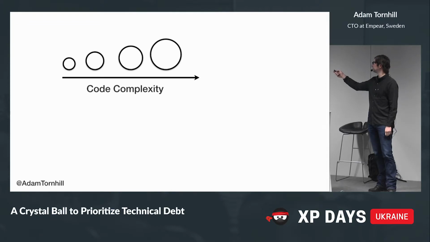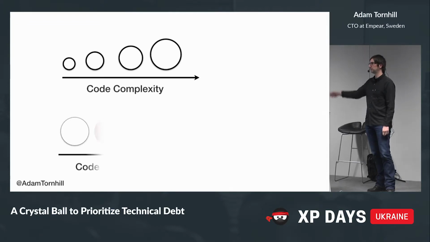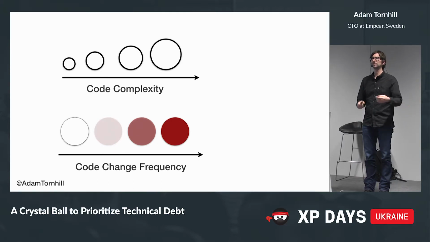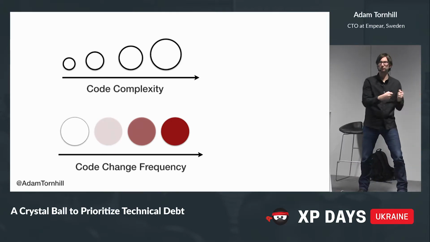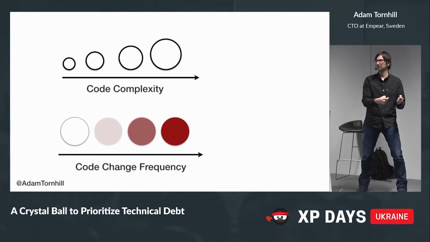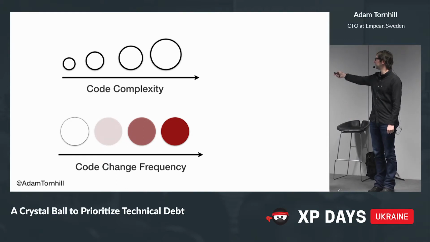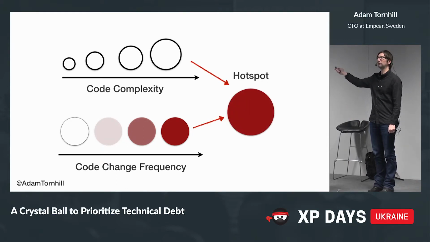But that's not even the most interesting part. The interesting part here is the change frequency of each piece of code. And this is data that we can pull out of our version control system and use as a proxy for interest rate. So what we want to look for here is the overlap between these two dimensions. We want to look for complicated code that we have to work with often. And that's our hotspots.